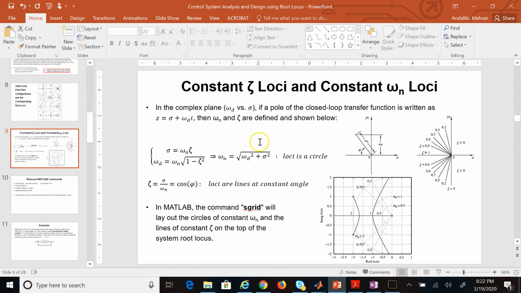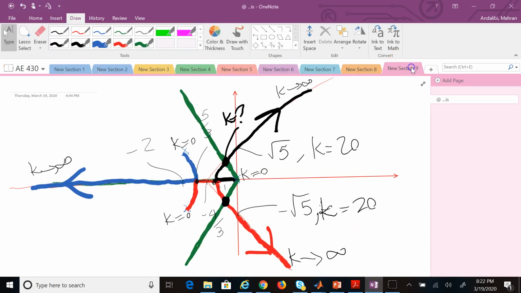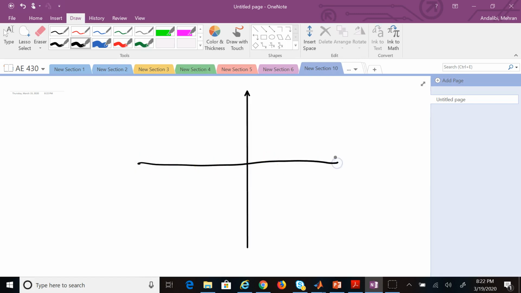So we learned the locations for constant omega and constant zeta. Now sometimes, as in this example, somebody asks what K corresponds to a sigma equal to this, or some omega equal to something. So what if somebody asks for those? Let me draw all of them in one place for you just as a reference.